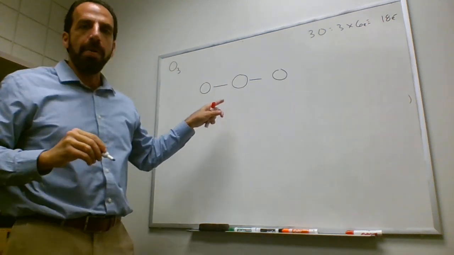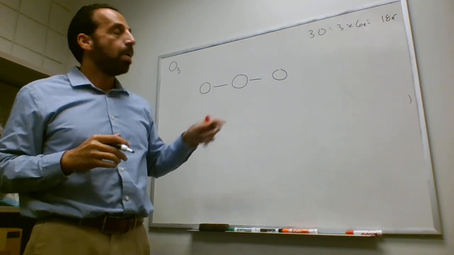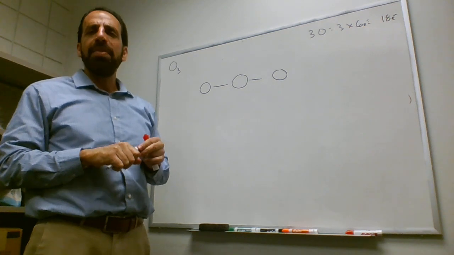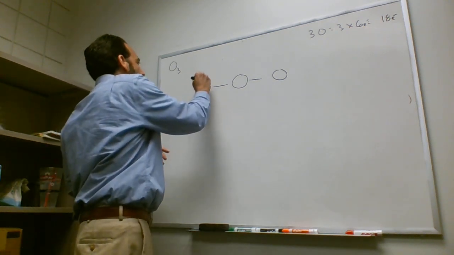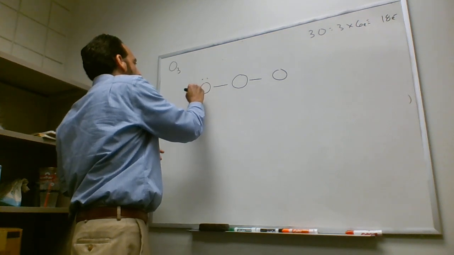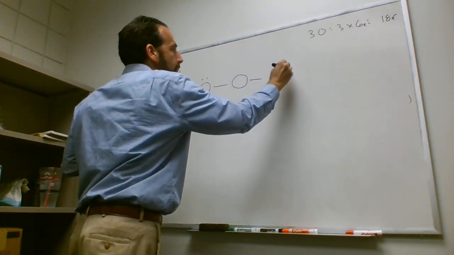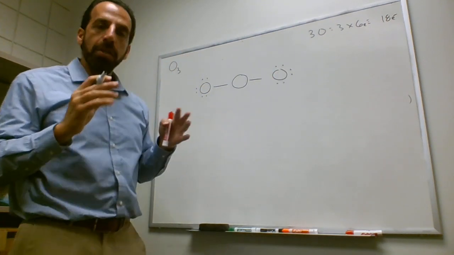I always start off by drawing single bonds to the other 2 atoms. So get the central atom, draw single bonds to the terminal atoms, and then draw 6 electrons around each terminal atom. Okay. This is always a good way to start.